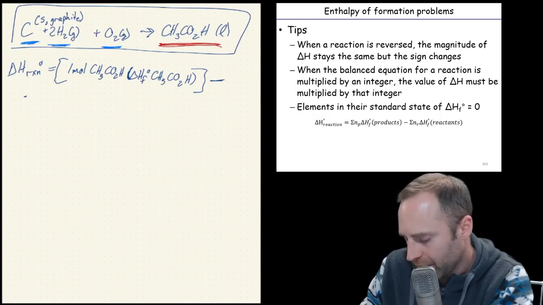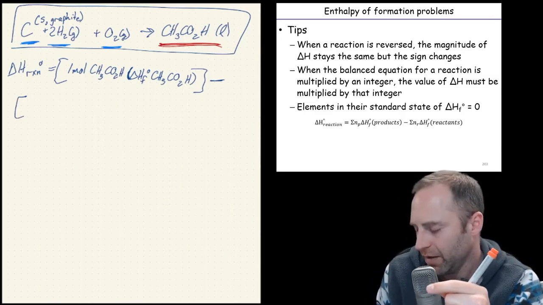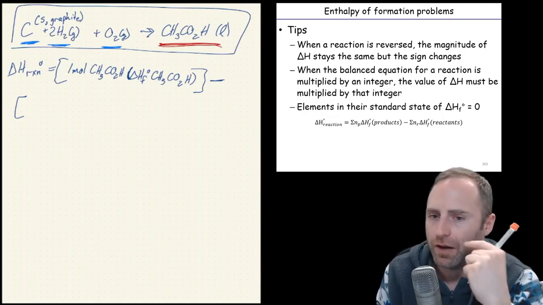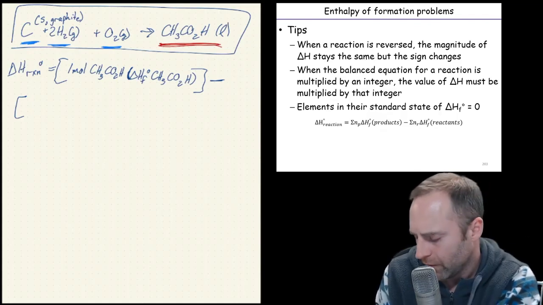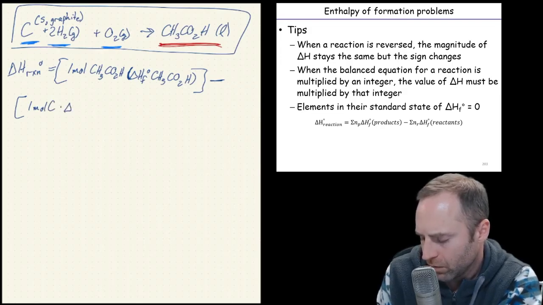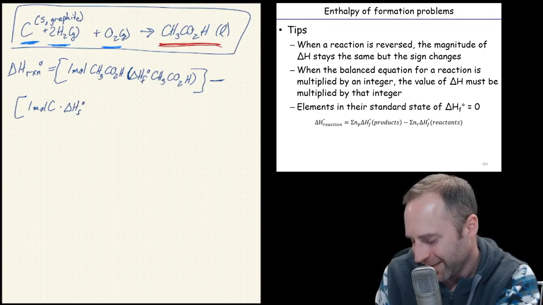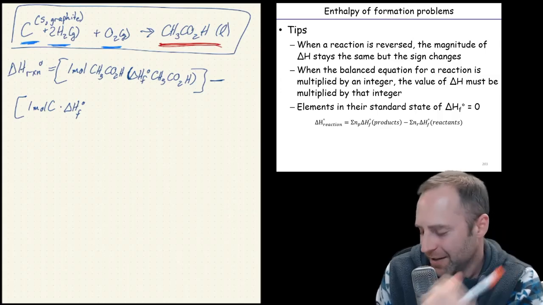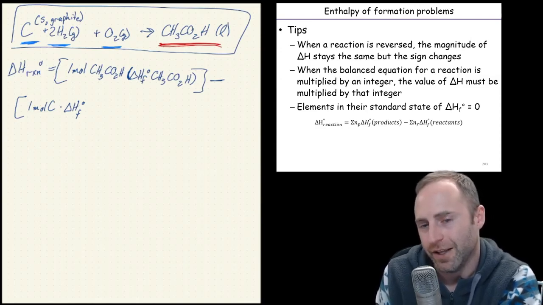So let's open up another bracket. If I'm going to do the carbon, how should I write that up? One mole carbon times the change in the HF knot thingy. What do you call that? Yep. So it's one mole of carbon times the change in enthalpy, H is our enthalpy, of formation, that's what the F is, at standard state. That's what the knot is. Delta H F knot works just fine.